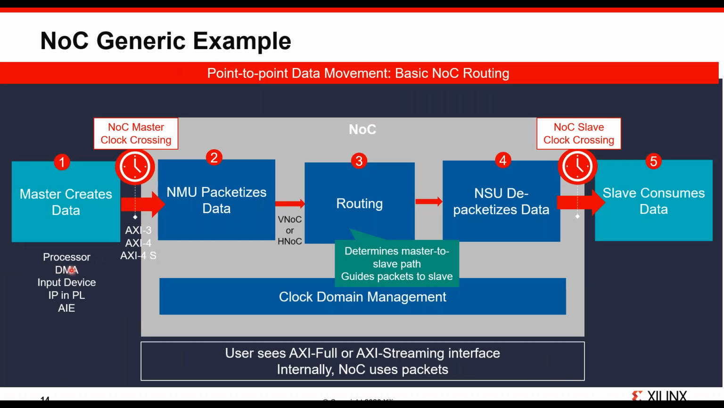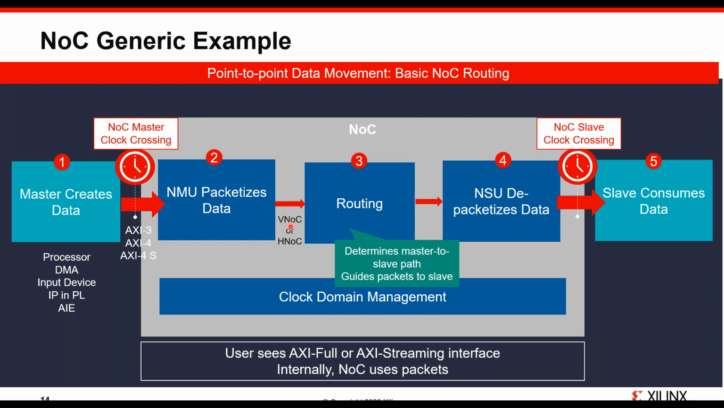So as a fairly generic example, we look at it here. We've got whatever is delivering the data at that point, whatever the source of our data is. So it's processors, DMAs from the outside world, input devices, other input devices, IP in the PL or the AI engines. That is connected up to the NMU through AXI or AXI streaming. The master at that point now packetizes, creates the flits, and starts defining how the flits need to move.